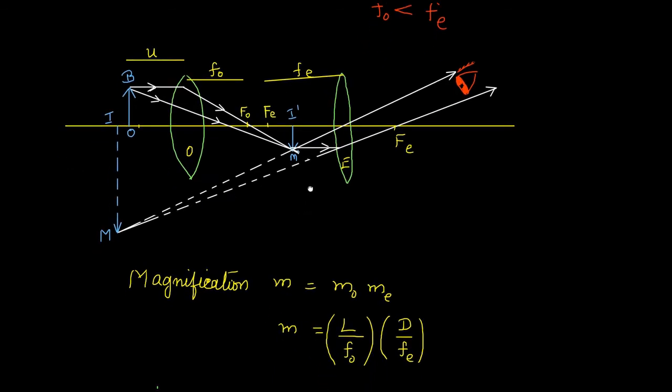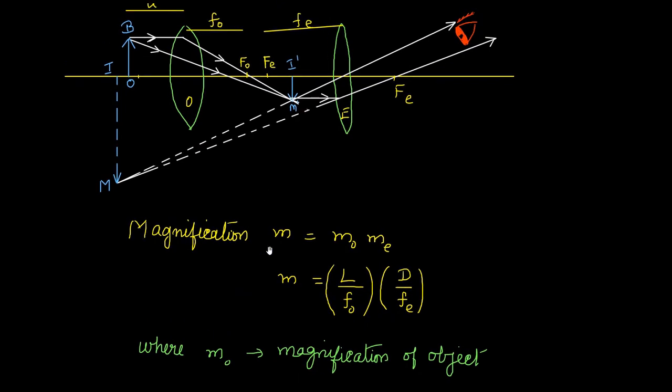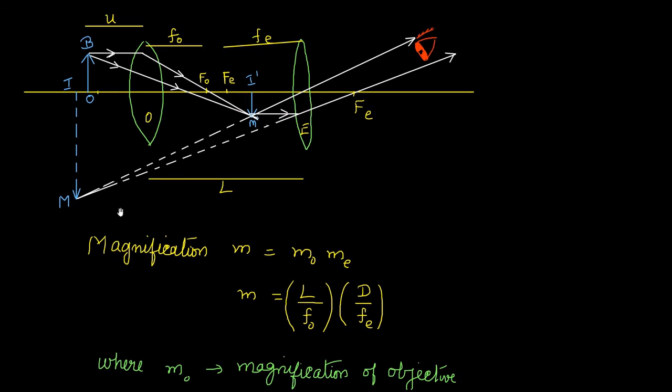Now let us see what is meant by the term magnification. M equal to MO into ME, where MO is the magnification of the objective and ME is the magnification of the eyepiece. For the compound microscope, magnification equal to L by FO into D by FE.